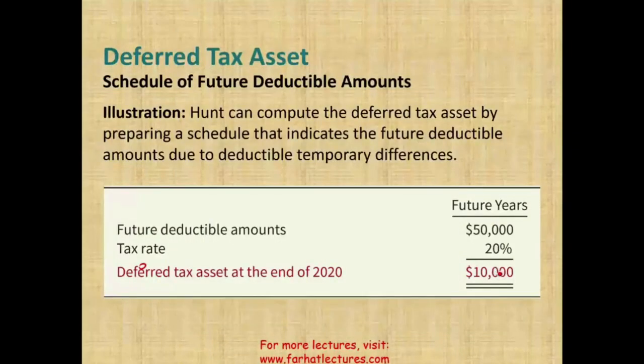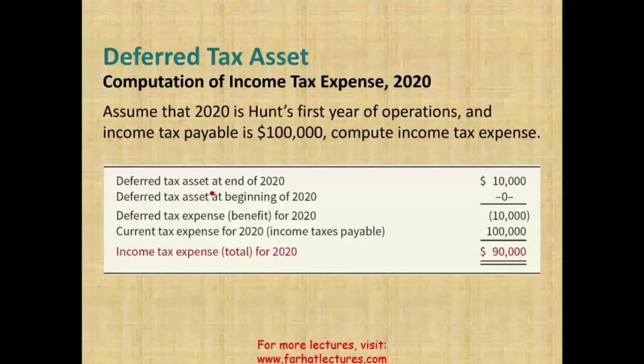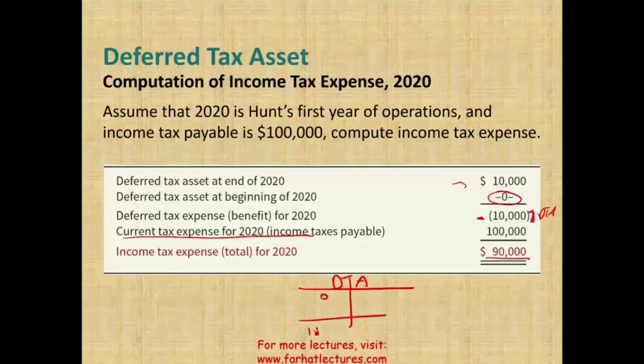Okay? So the deferred tax asset at the end of the year is 10,000, and the beginning was 0. Therefore, there was an increase of 10,000. So the income tax expense is 90,000, which is the current minus the increase in the DTA, because the beginning was 0. So from a T account perspective, this is the DTA. The beginning was 0 and the account went up to 10,000. It means there was an increase of 10,000. If it's an increase, I take the current minus the increase in deferred tax asset.